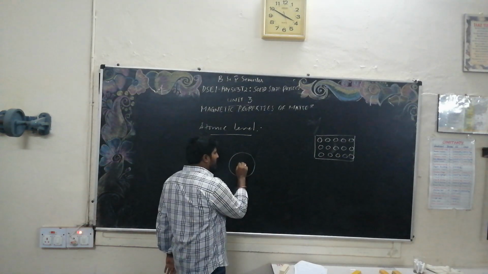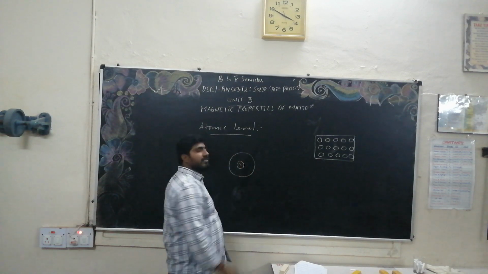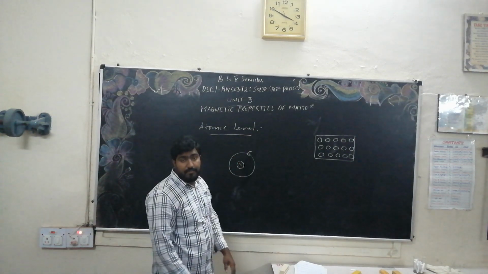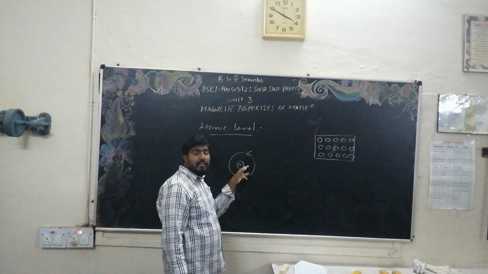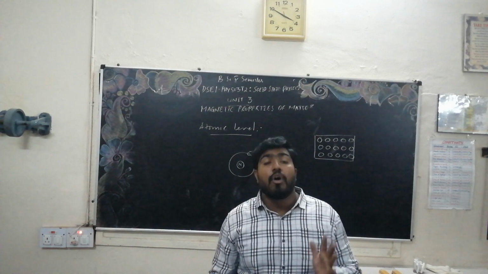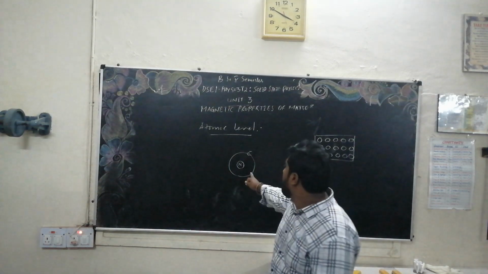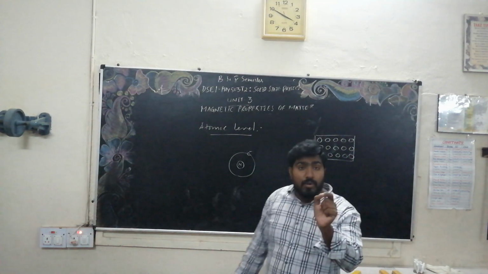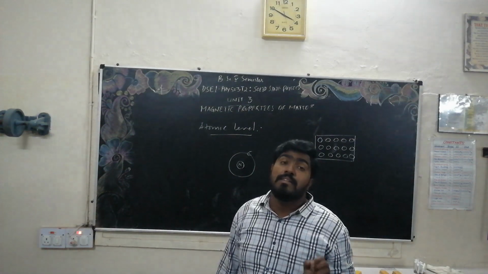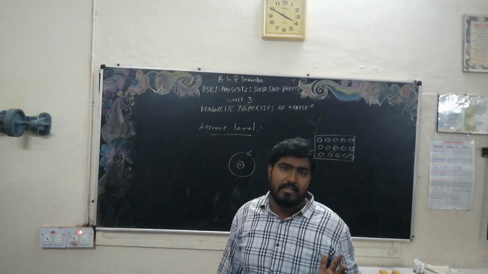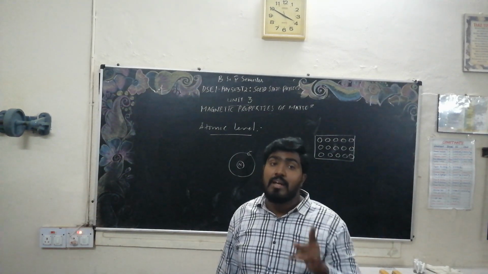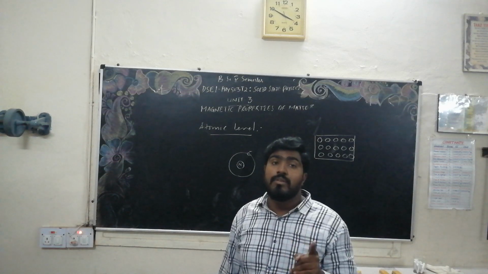What does an atom consist of? It consists of a nucleus. Around the nucleus, there is an electron. What does the nucleus consist of again? The nucleus consists of proton and neutron. The combination of proton and neutron we call a nucleus. The proton has a positive charge, the neutron is neutral. Therefore, what is the net charge of the nucleus, whether it is positive or negative?